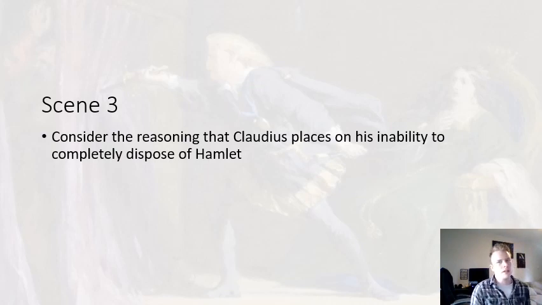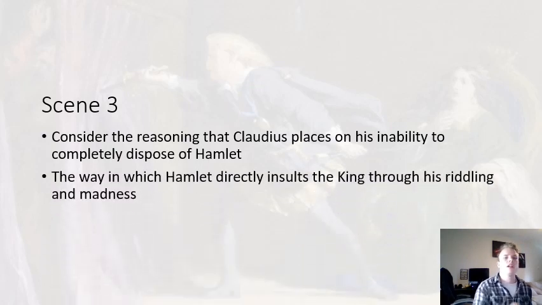Why does he feel he can't do that? Why must he send him to England instead? You want to think in, again, the ways that Hamlet, through his seeming madness, directly insults the king. His madness allows him to insult him directly in a way that he would not be able to do without that kind of maddened state.